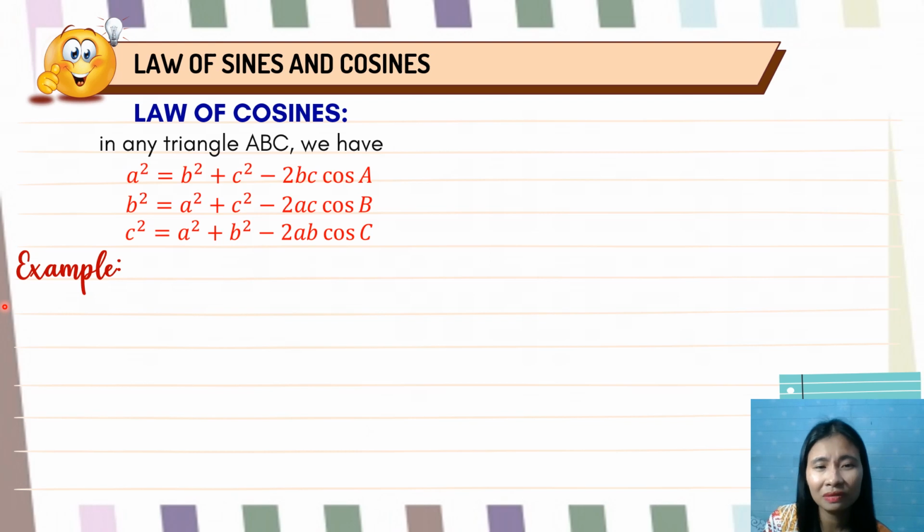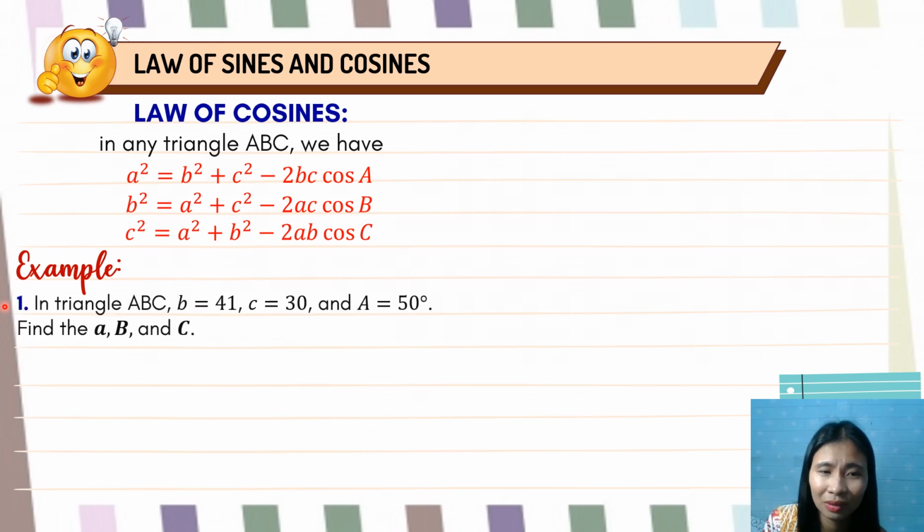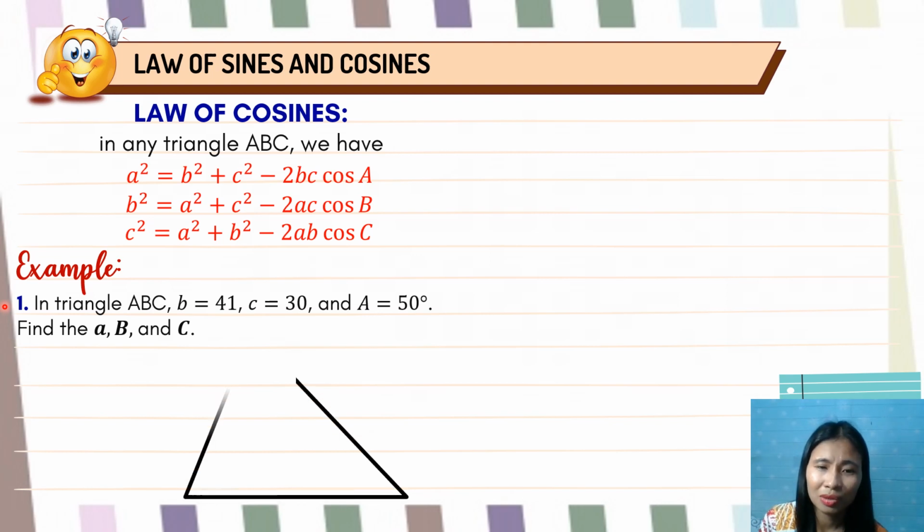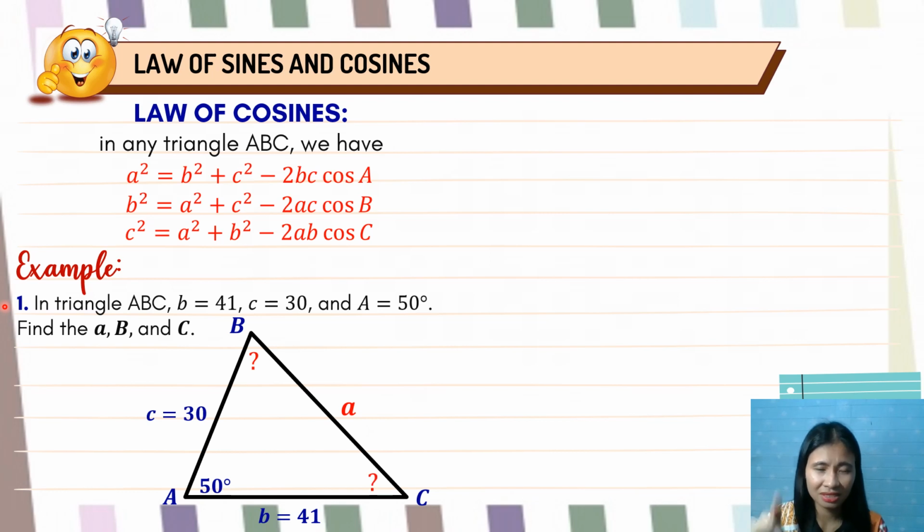So how are we going to solve problems related to the law of cosines? We have here, in triangle ABC, b is 41, c is 30, so that refers to the sides, and we have angle A is 50 degrees. So you are asked to solve for the measures of side a, angle B, and angle C. So let's label our triangle ABC and the given. We have b is 41, c is 30, and angle A is 50 degrees. So which means the unknowns are side a, angle B, and angle C.